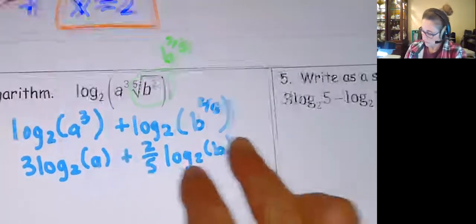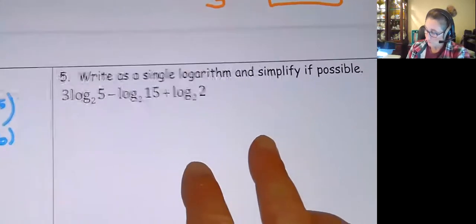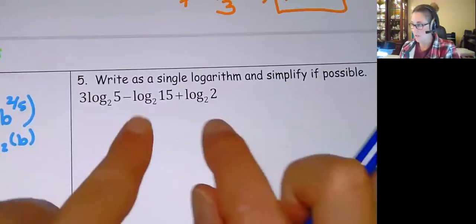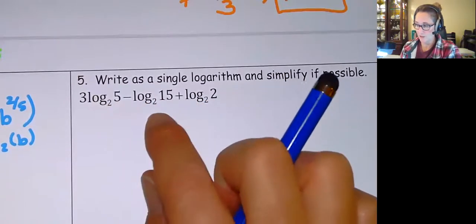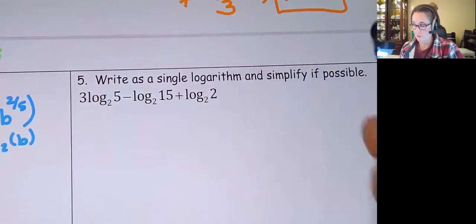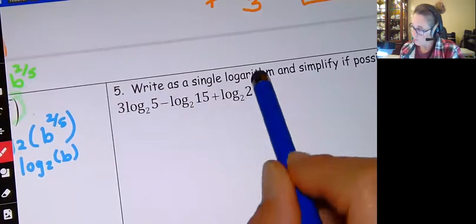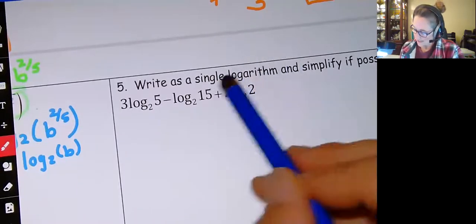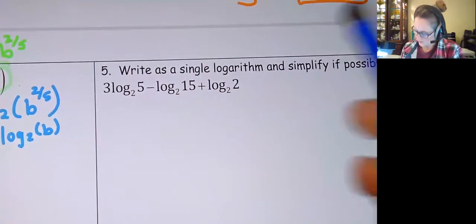Number 5. We're going the other direction. We're going to be writing this as a single logarithm, and it also says simplify if possible, so that we might be able to clean up our answer at the end. Right now, I couldn't do any of this in my head because 2 raised to no nice power is 5 or 15. So now this part right here, well, let's clean this up. This part right here is a 1. Log base 2 of 2 is 1. So I want to see if that's going to be helpful or not helpful. So let's just work this out.